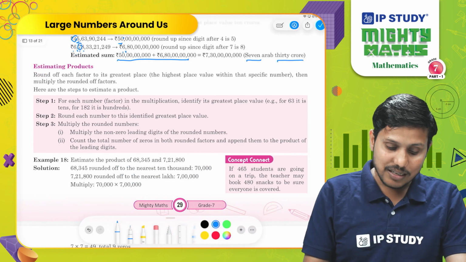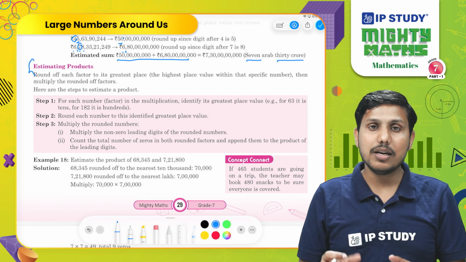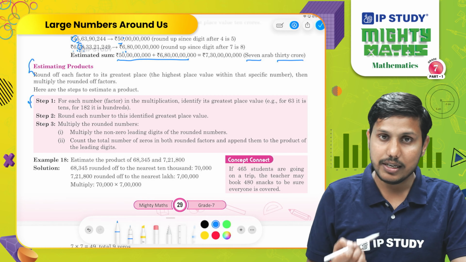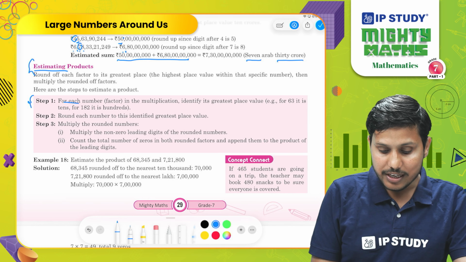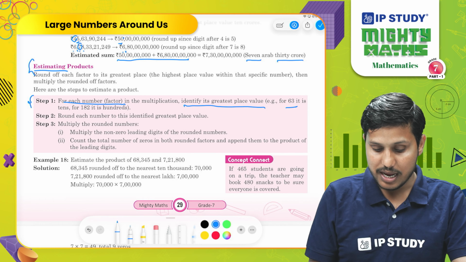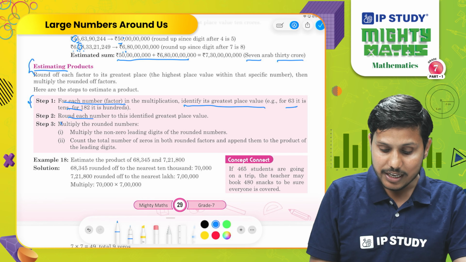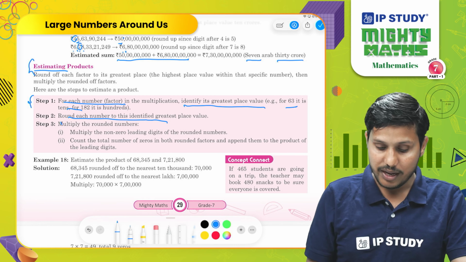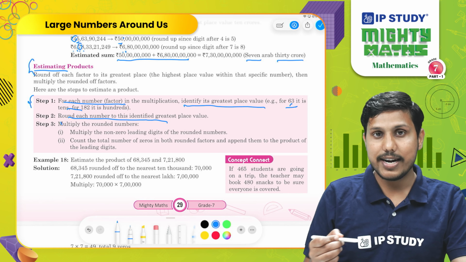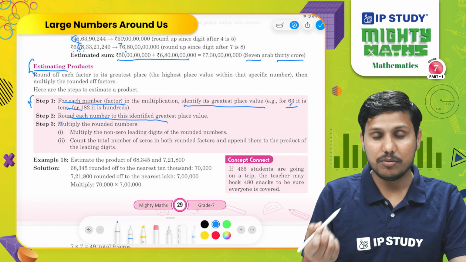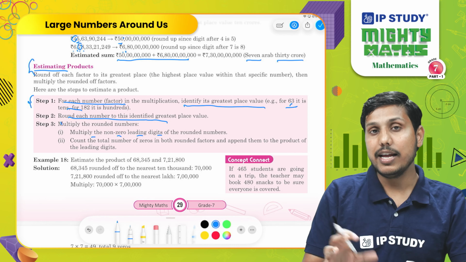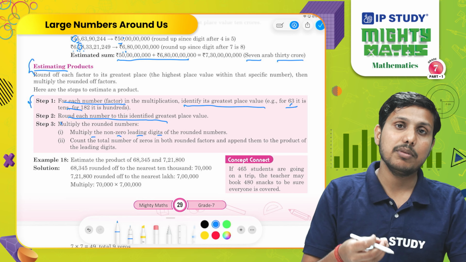Okay, estimating the product. Both are quite similar, but there is a certain change of rules that we need to see. Let's see the different steps we need to follow in estimating the product. For each number in the multiplication, identify its greatest place value. Like if 63 and 182 are given, round each number to the identified greatest place value. For 63, we round off to tens, and for 182 we round off to the 100s place. Then multiply the non-zero leading digits of the rounded numbers. This is a shortcut for multiplying, so we don't have to look at the zeros, we just multiply the non-zero part.